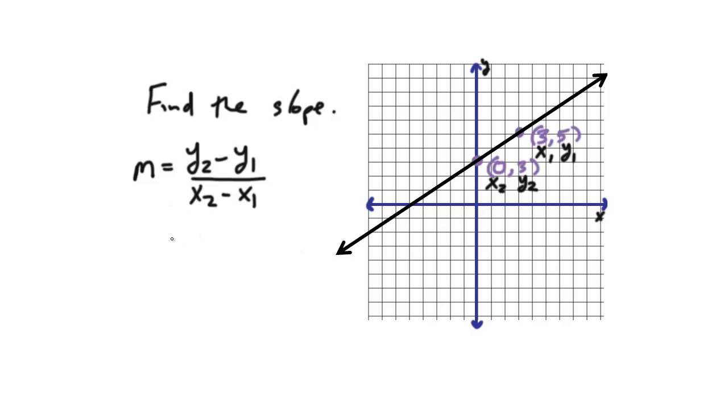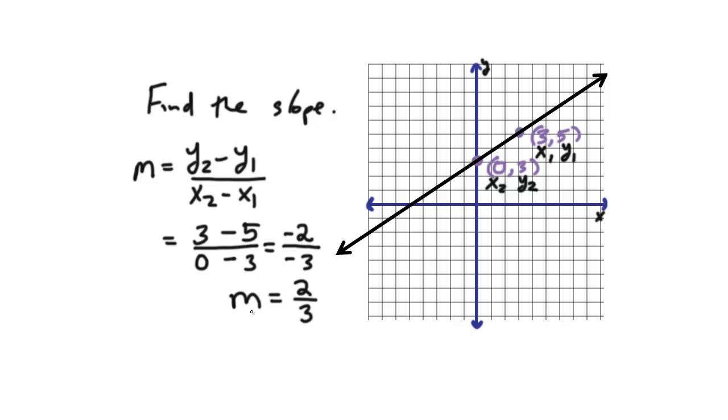Okay, so now we can go ahead and plug in the values for y2, y1, x2, and x1. So y2 is 3, minus y1 is 5, divided by x2, which is 0, minus x1, which is 3. Okay, so this comes out to 3 minus 5 is negative 2, and 0 minus 3 is negative 3. So the slope comes out to positive 2 over 3 because you have a negative over a negative.